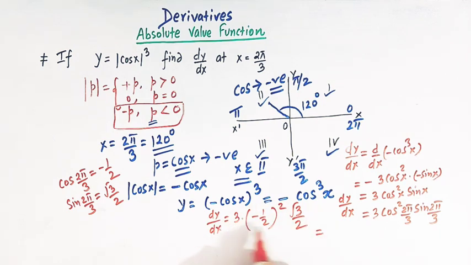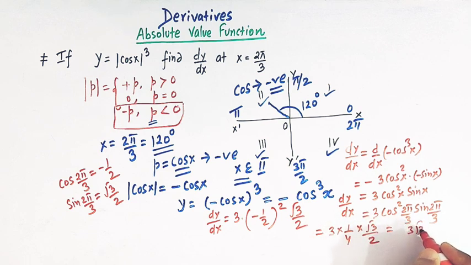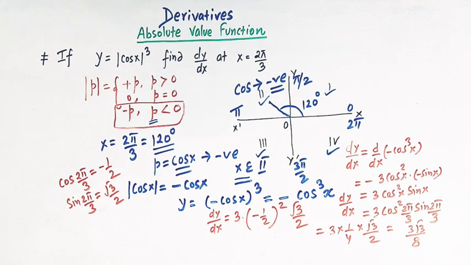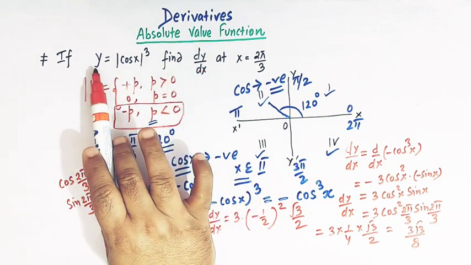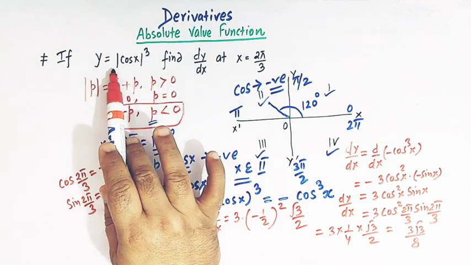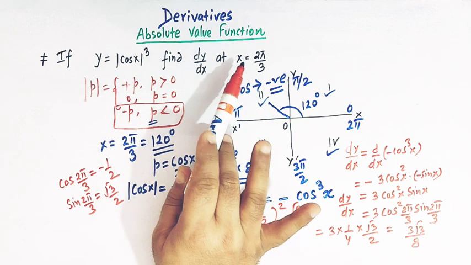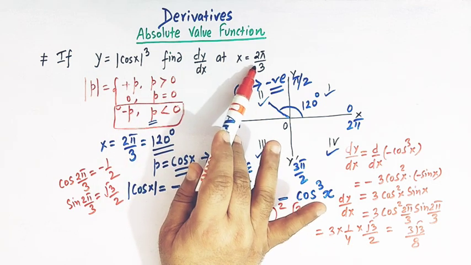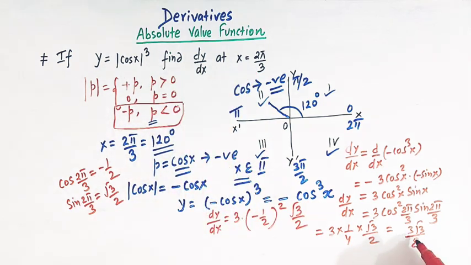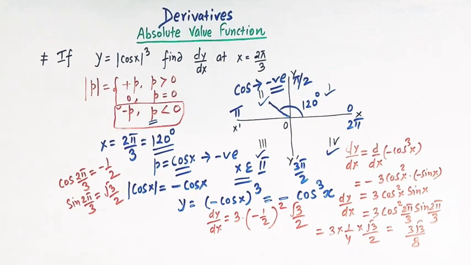So we can simplify it. We have 3 times 1 over 4, and this is root 3 over 2. So this is 3 root 3 divided by 8. So viewers, the derivative of y is equal to cube of mod of cosine x at x is equal to 120 degrees is equal to 3 root 3 over 8.